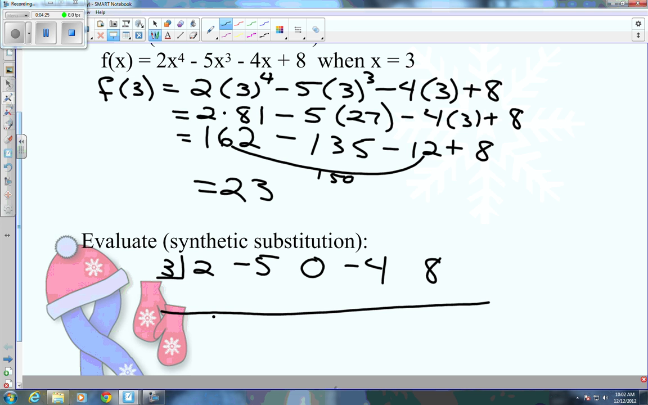So I bring down my 2. 3 times 2 is 6. Negative 5 plus 6 is 1. And I take 3 times 1, gives me 3. 0 plus 3 is 3. 3 times 3 is 9. Negative 4 plus 9 is 5. 3 times 5 is 15. 8 plus 15 is 23.